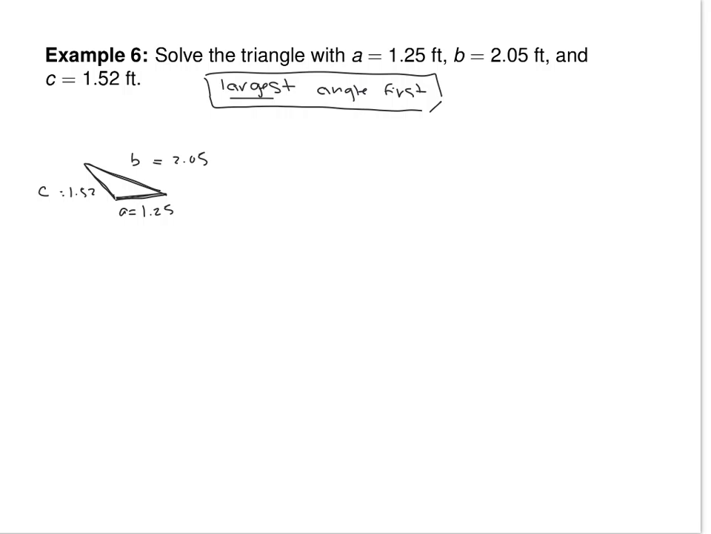So which angle will be the largest angle, alpha, beta, or gamma? Beta. So we want to find beta. And look at those formulas that you're given at the top of the page, and which one of them involves beta? The first, second, or third? Second. So you got b squared equals a squared plus c squared minus 2ac cosine of beta.